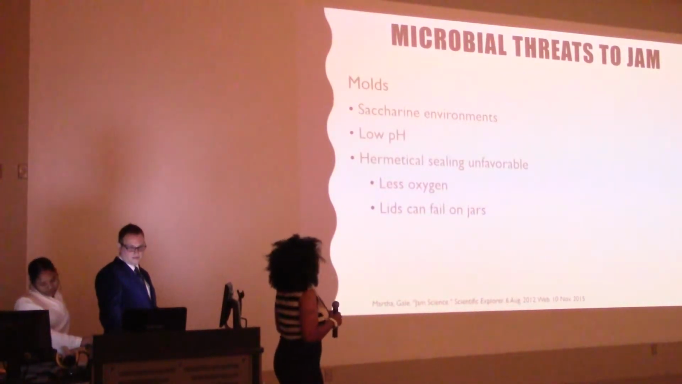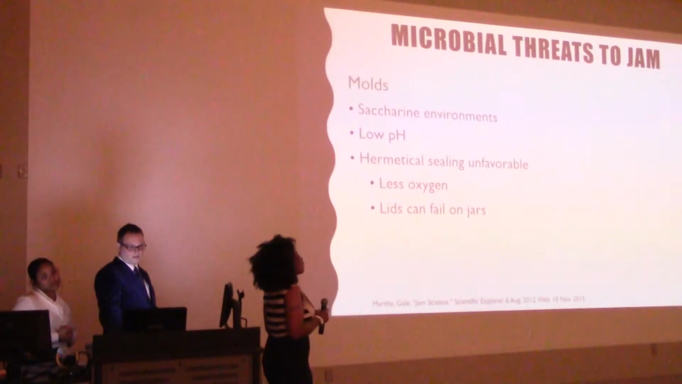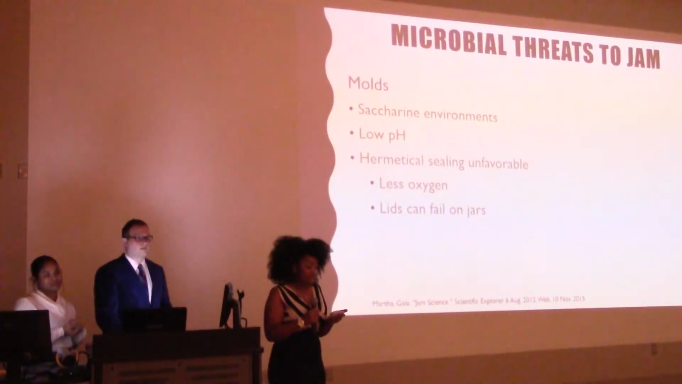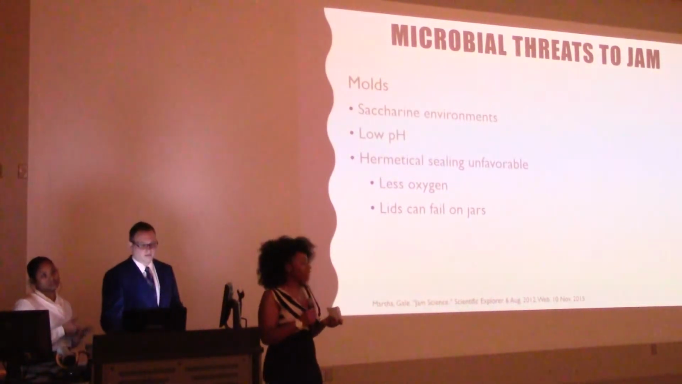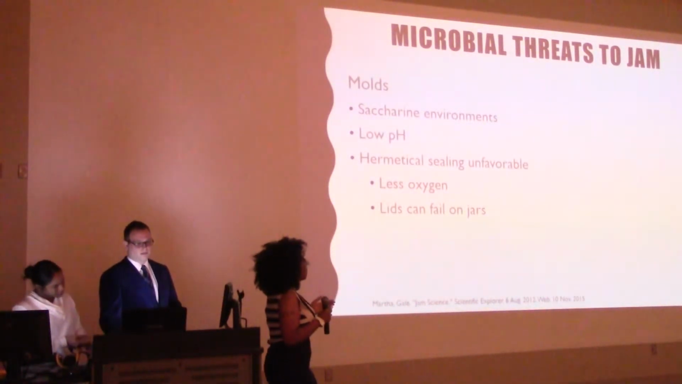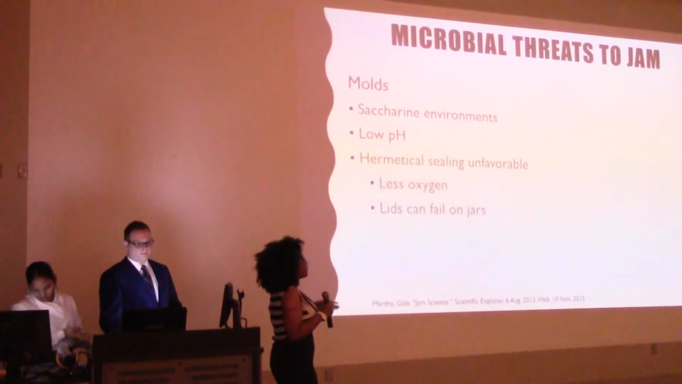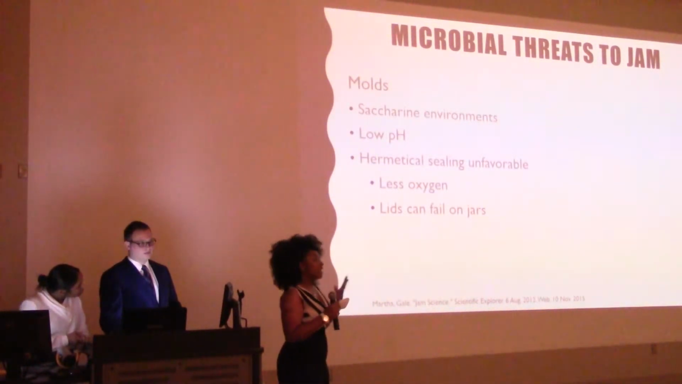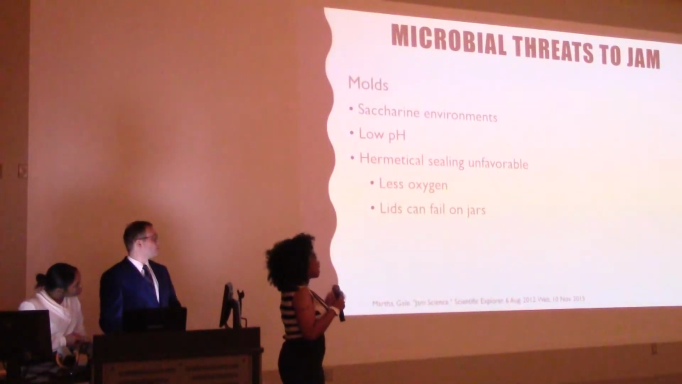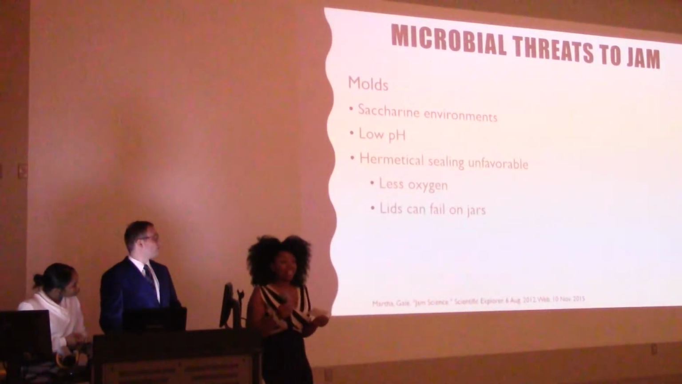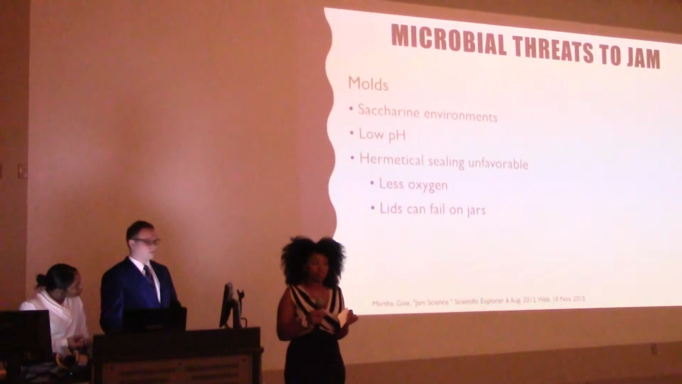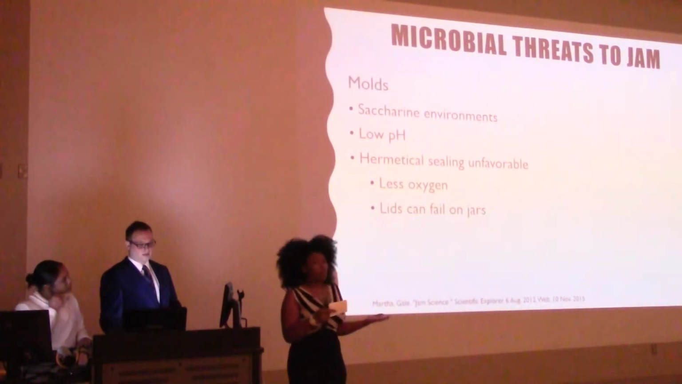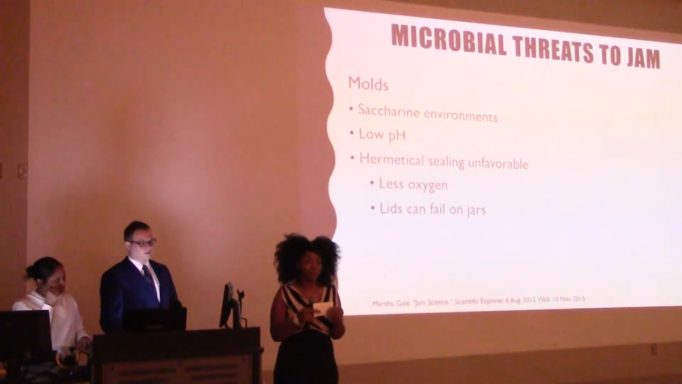Threats to jams are molds, and molds are able to thrive in saccharine environments, and they're also able to thrive in an environment with low pH. Even though they can thrive in those kinds of environments, they are not able to live in a hermetically sealed environment because of the oxygen that the environment has, and lids also play a role in mold getting into your product.